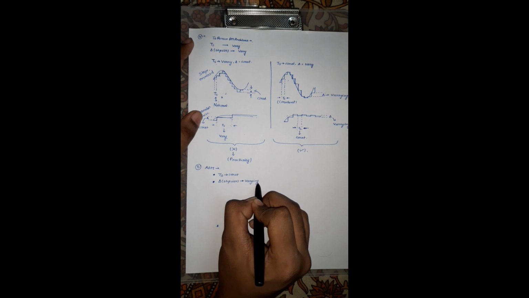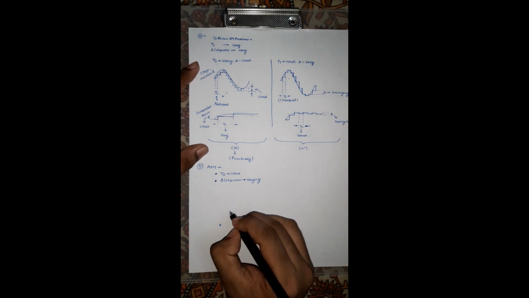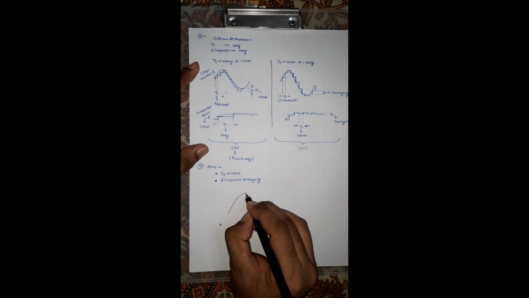Okay, the TS is constant, but the delta is varying. The step size is varying. How is the step size varying? The step size is varying according to the input waveform variation. Okay, it is very easy. Just look at this, you will understand easily.